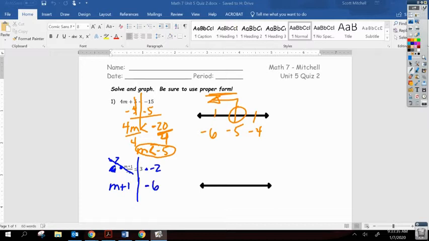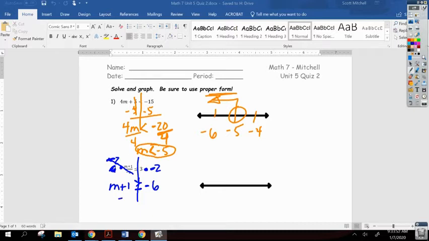But a lot of you forgot. When you multiply by a negative, this symbol should have flipped. So we had a lot of you who forgot to flip, even though you multiplied by a negative. It doesn't matter when you multiply by a negative. If you multiply both sides by a negative at any point, both sides, the symbol must flip.